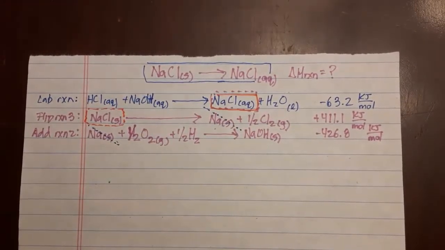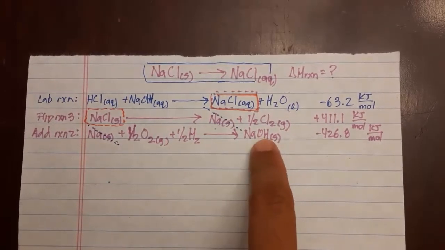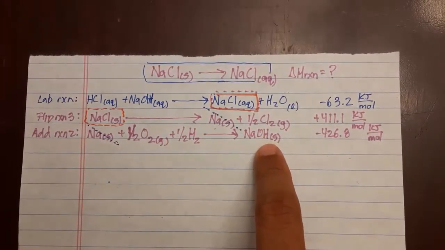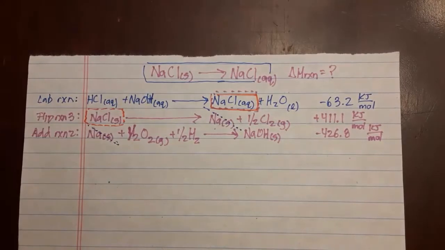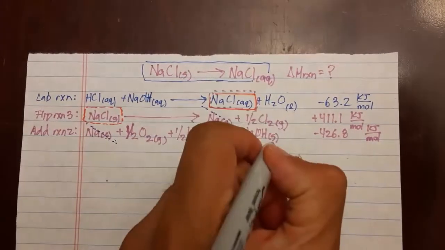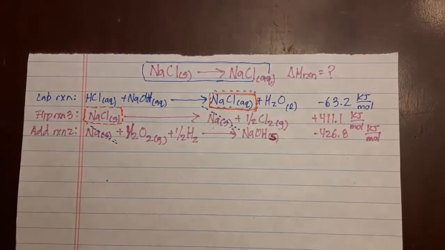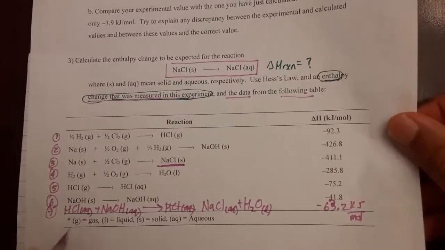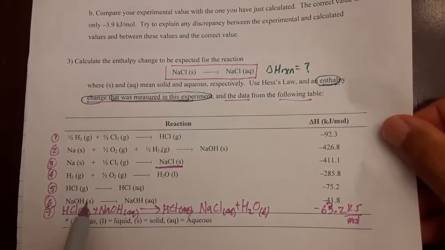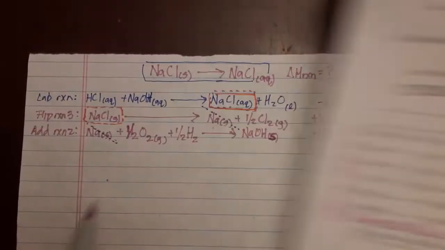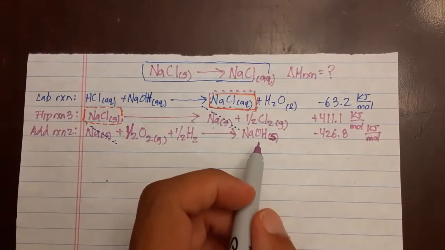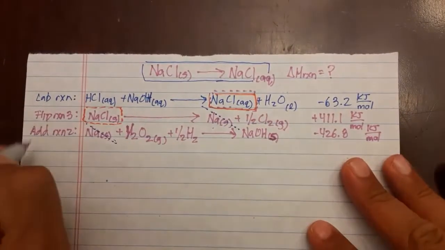And let's see what else is out here. I want to cancel out the NaOH solid that is on the product side in reaction 2. Here's the NaOH solid. And I see, looking at this, if I add reaction 6, I can get the NaOH solid on the reactant side to cancel out with the NaOH solid on the product side. So let's add reaction 6 to this.